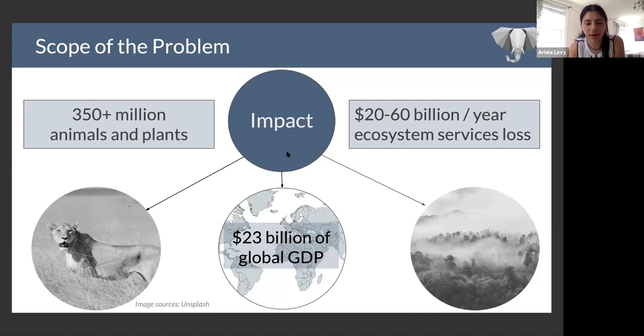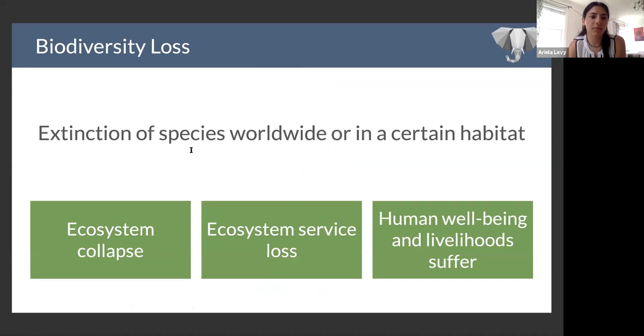First, we will cover biodiversity loss. Biodiversity loss is the extinction of a species worldwide, or loss of a species in a certain habitat. If far-reaching, this can result in ecosystem collapse and loss of ecosystem services. Ecosystem services are the direct and indirect contributions of ecosystems to humans. Loss in biodiversity jeopardizes ecosystem health, in turn impacting human well-being.